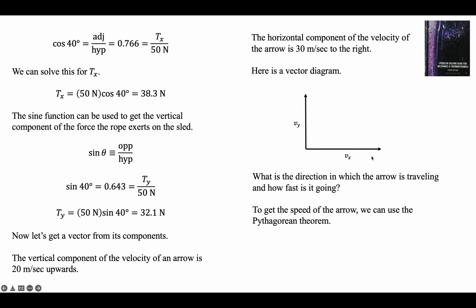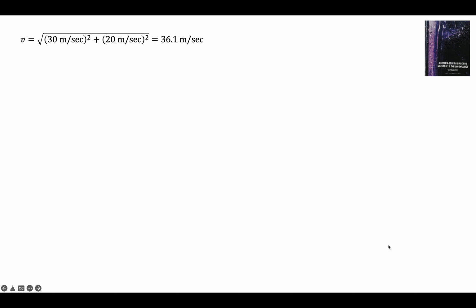To get the speed, we can use the Pythagorean Theorem. We have the two sides, we need the hypotenuse. C squared equals a squared plus b squared. The hypotenuse is the speed, the square root of v sub x squared plus v sub y squared. Let's put the numbers in, and we get 36.1 meters per second. That's how fast the arrow is going. That's the length of that vector.